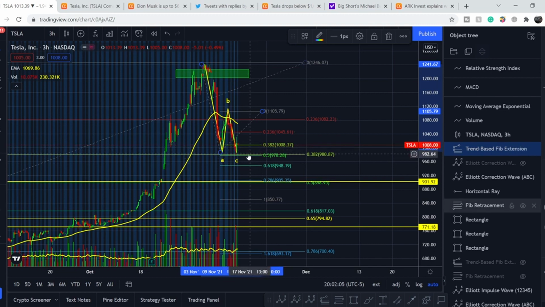Just remember that the 0.382 point might be your first accumulation point for the long term with this company. But you have to be prepared for the price action that might hit lower targets.